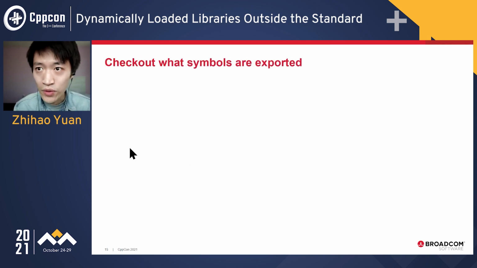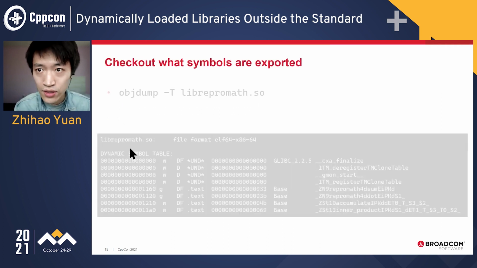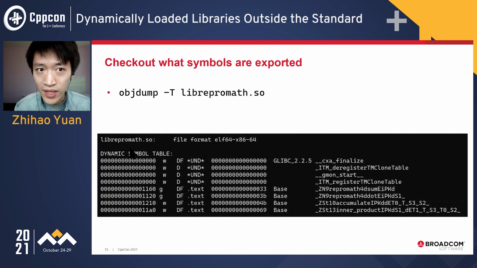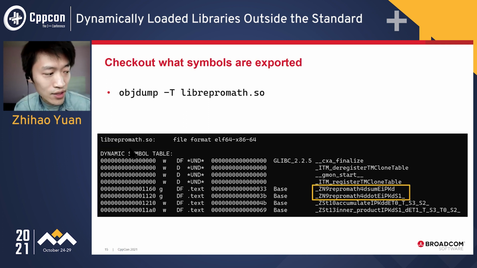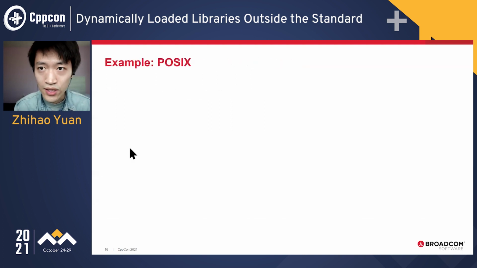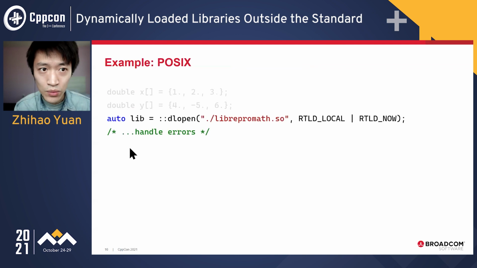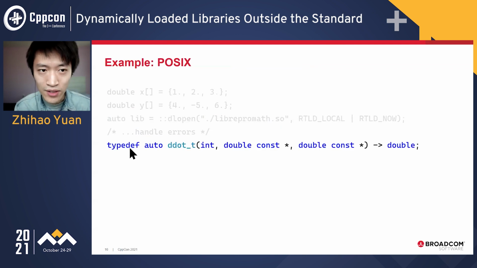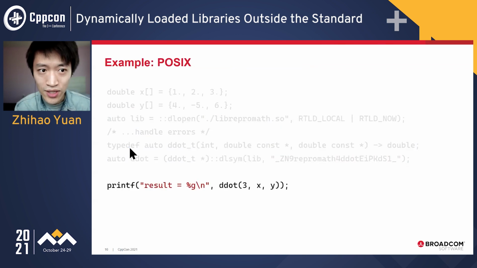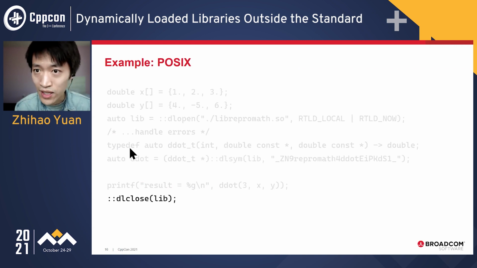To check out what symbols are exported on UNIX, we have objdump -T. There are actually lots of other commands that can do this, but this command is ELF only. And I found this information is very detailed. So how to use it on POSIX? We have the same program, about the same procedure, same declaration, same cast, same way of use, and then unload the libraries, they are closed.